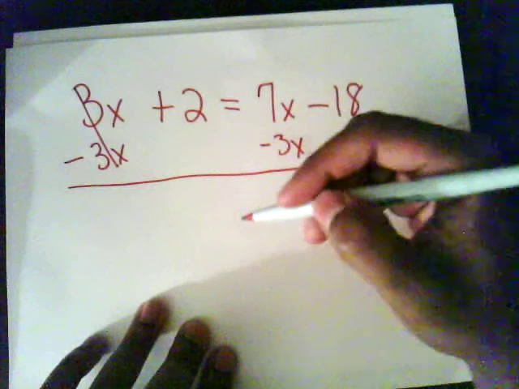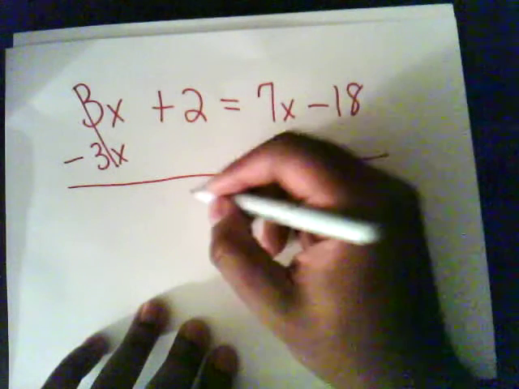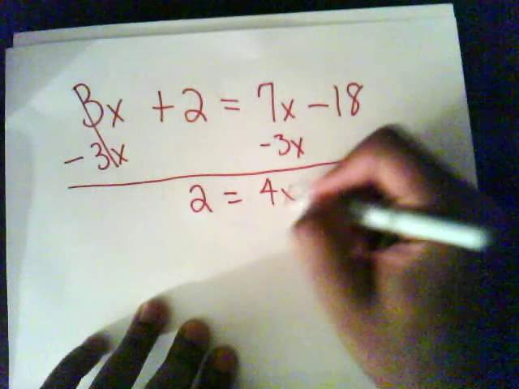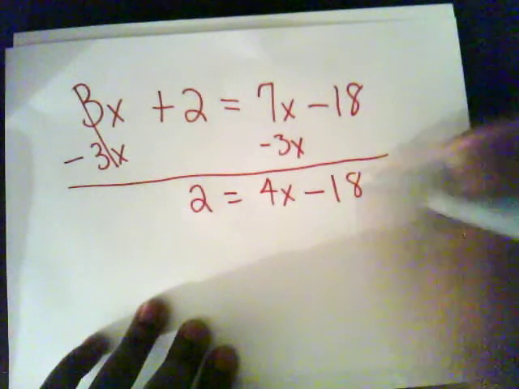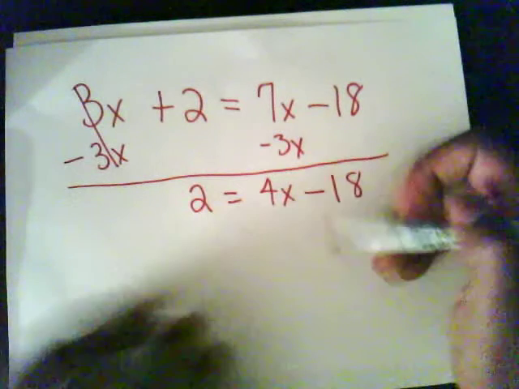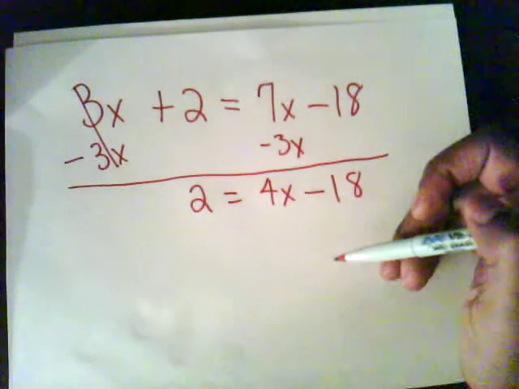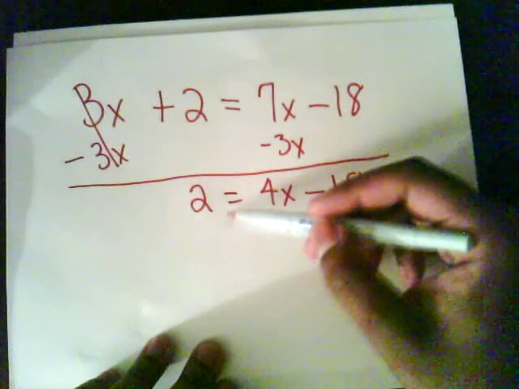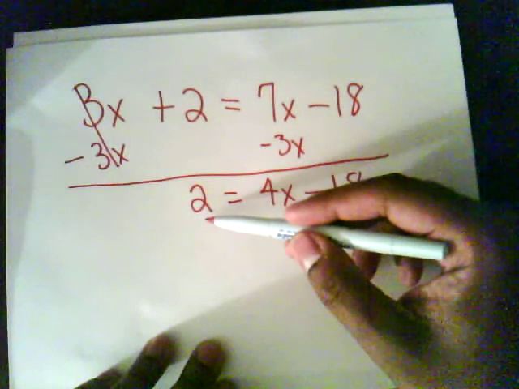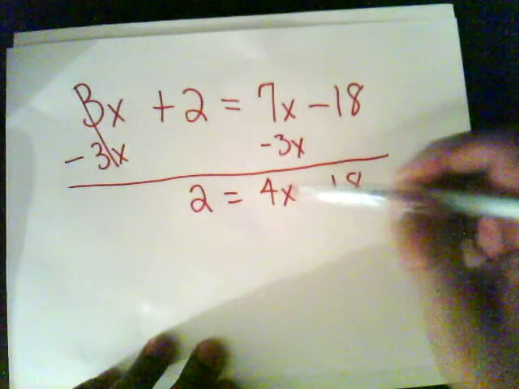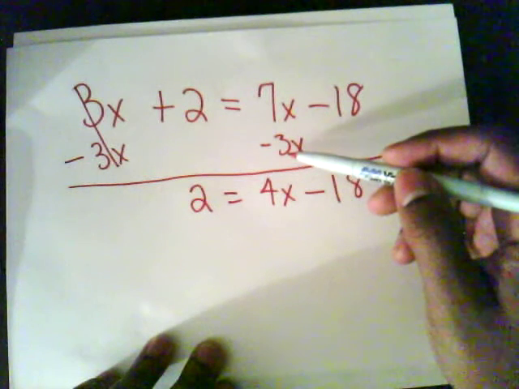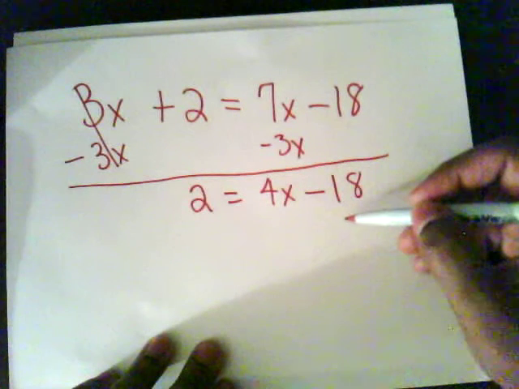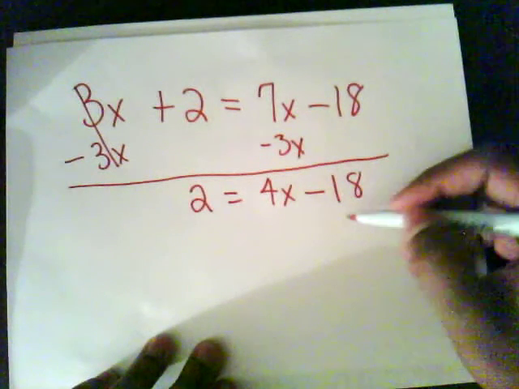Then it's important to bring everything down. So we have 2 equals 4x minus 18. Now, a lot of the students at this point, they want to bring the 2 over. But if you bring the 2 over, there's nothing left on this side of the equal sign. So, since we started with the term with the variable and we brought that over, now we're going to take the term without the variable and we're going to bring it over.